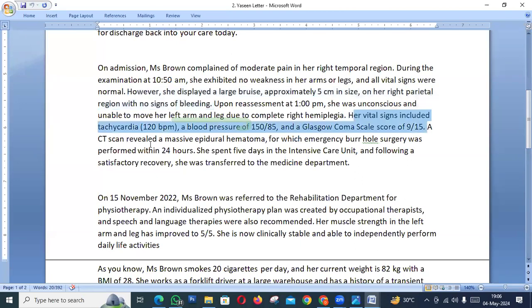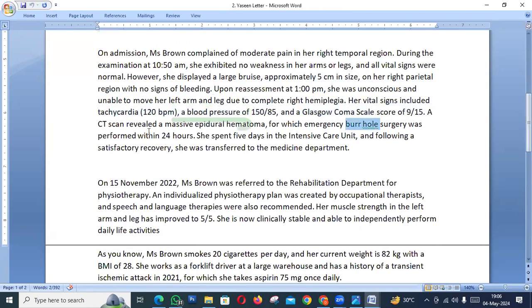A CT scan revealed a massive abdominal hematoma for which emergency Barhol surgery was performed within 24 hours. Barhol surgery should be in capital letters, with a comma, because it is the name of a specific surgery. She spent 5 days in the intensive care unit. This sentence is not too important. You can skip it. Okay.